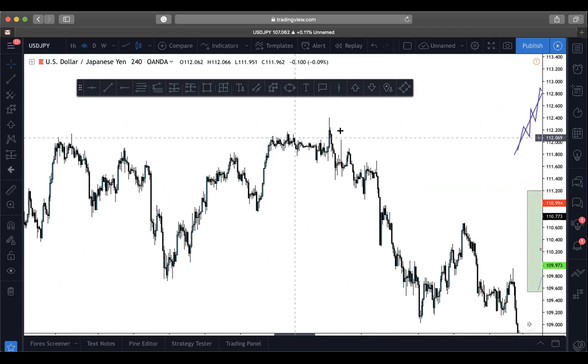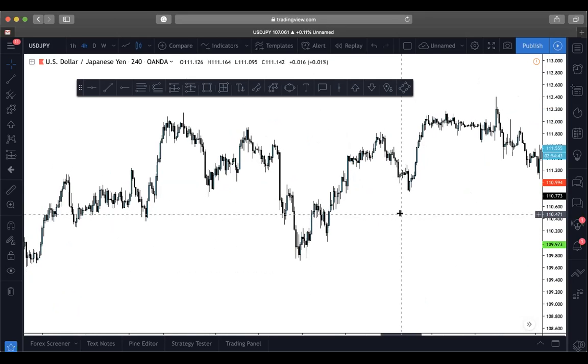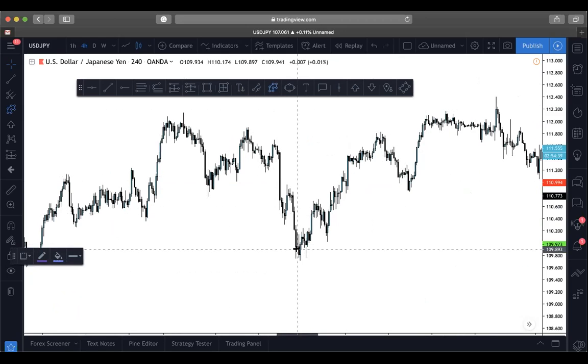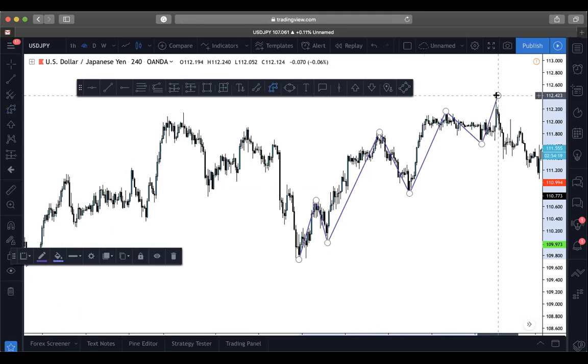So we'll start from this area. We'll start from down here, actually. You have a low, you have a high, right? You have a low, you have a high. You have a low, you have a high, right? Let's do that. You have a low, you have a high, right?